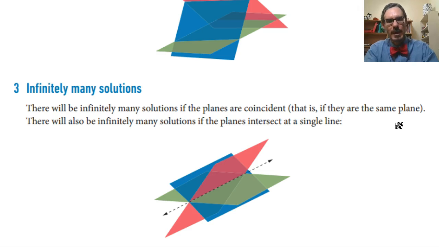There could also be infinitely many solutions if the planes intersect in a single line. Then again, there's an infinite number of solutions all along that line. In both of these cases, we say that the solution is indeterminate. I can't determine a single solution.